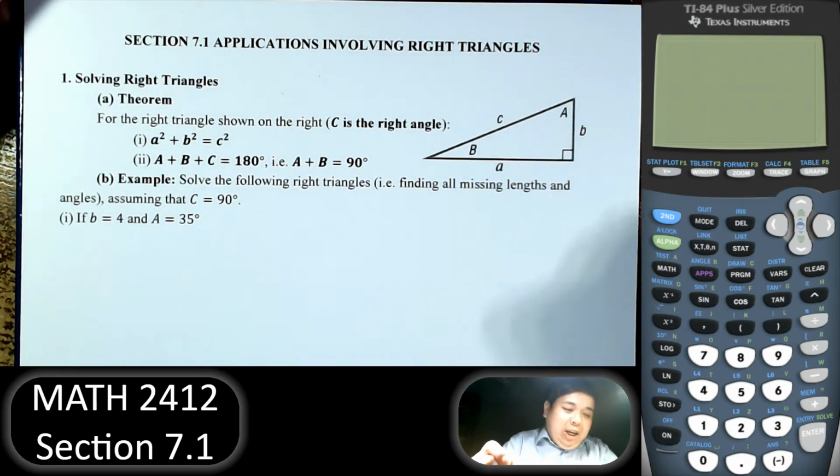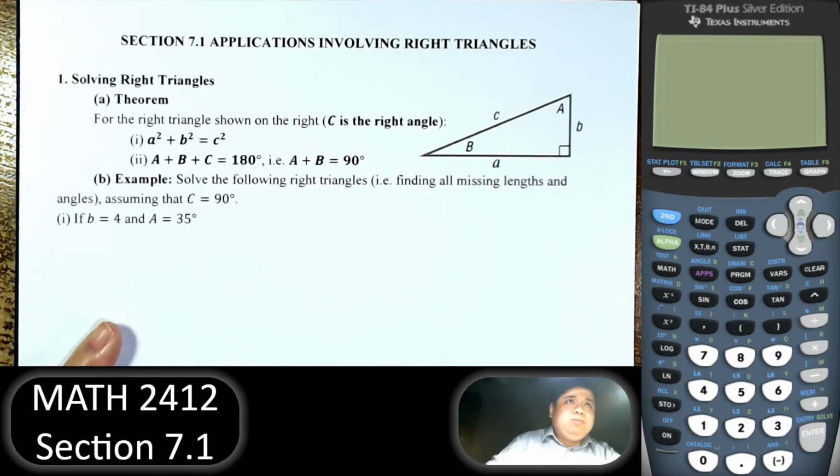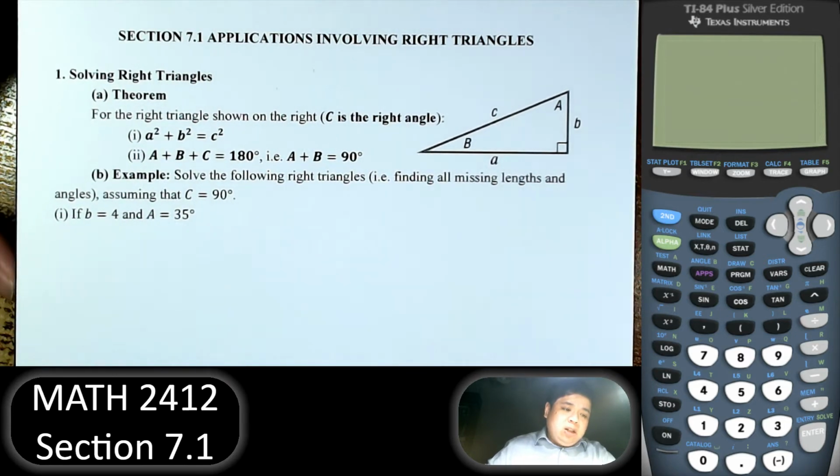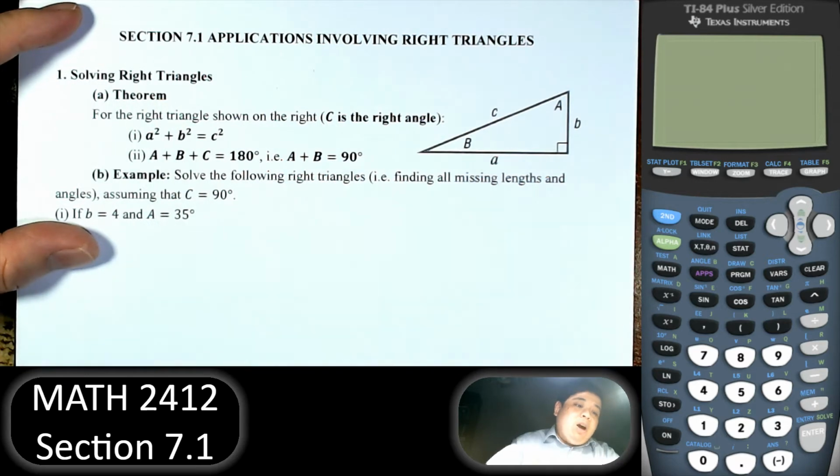Hi everybody, welcome to another video in Pre-Calculus, section 7.1, applications involving right triangles. In this section, we will solve applications involving right triangles.